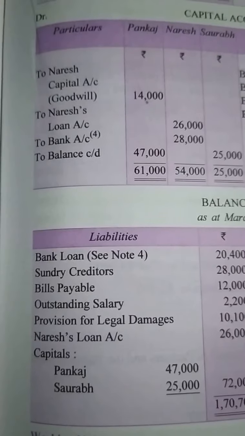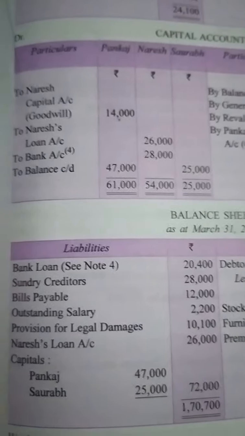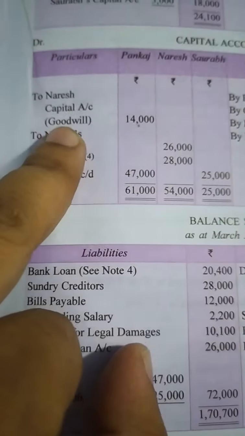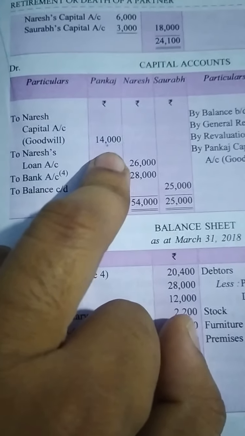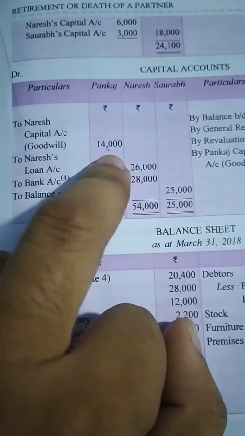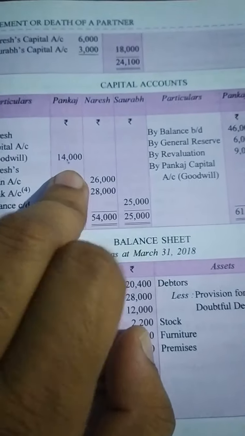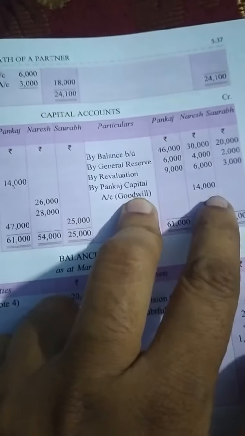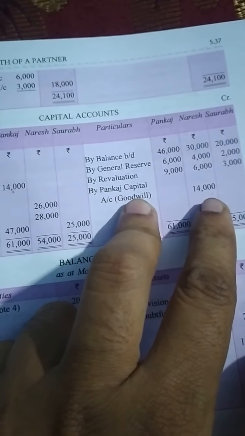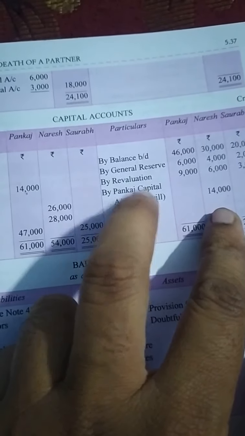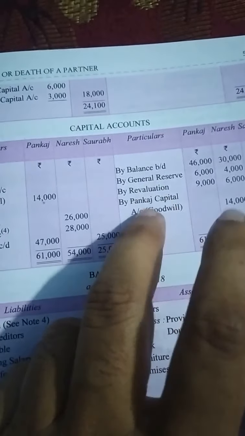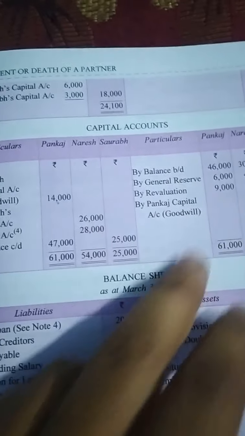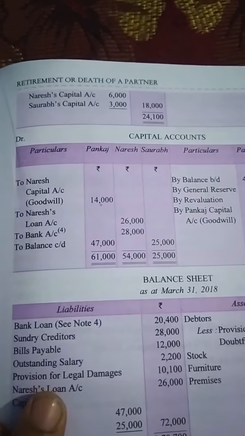See here, to Naresh capital account, and posting is done under the gaining partner's amount column. And here the posting is done under the retiring partner's amount column, and the name in the particular column is of the gaining partner. Keep in mind, I have explained this to you in the Zoom class session also. Now further reading out the question.